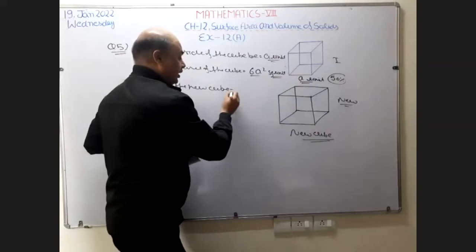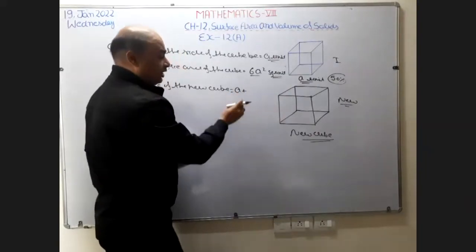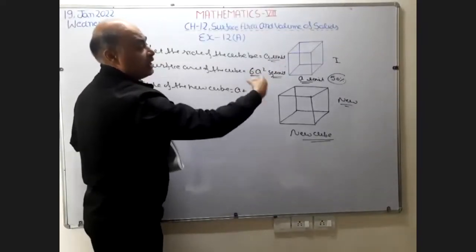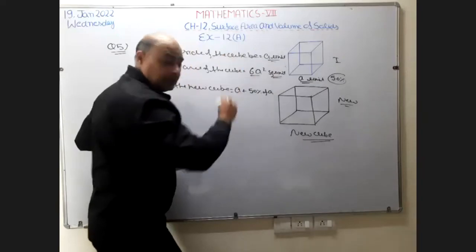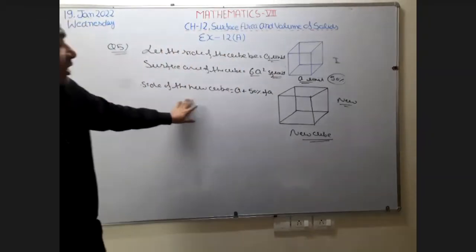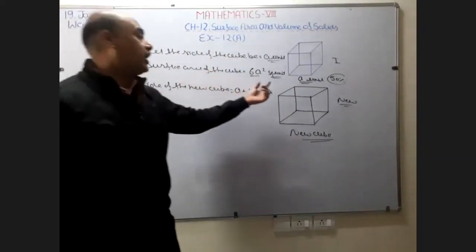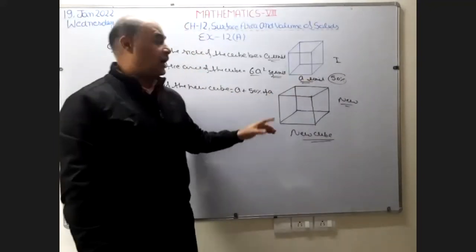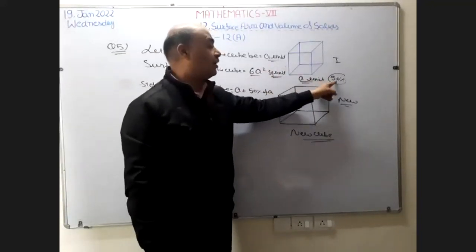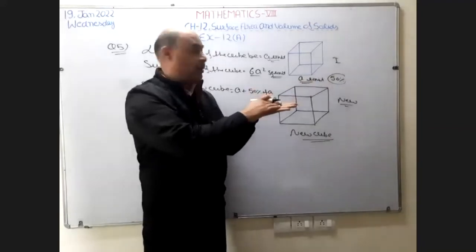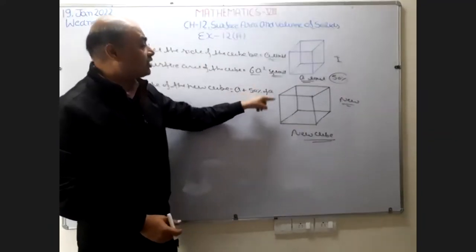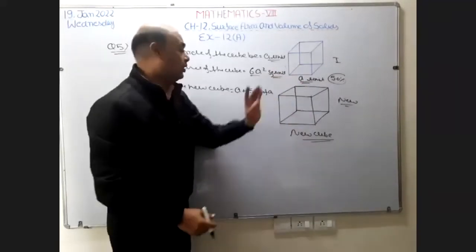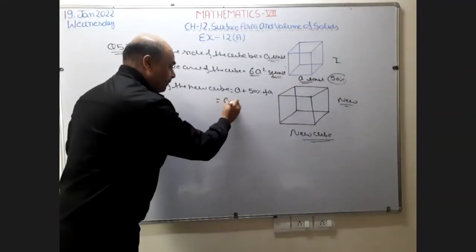Originally we have A. Now I am going to increase it. Increase means I want to add 50% of A. I hope this step is clear to everyone. Previously we had side A unit. Now we are going to increase this side by 50%, which means we are going to add. Originally the first side is A, and now we want to add 50% of A.